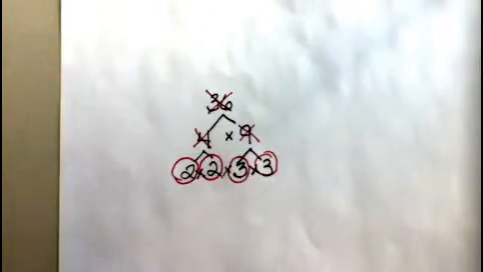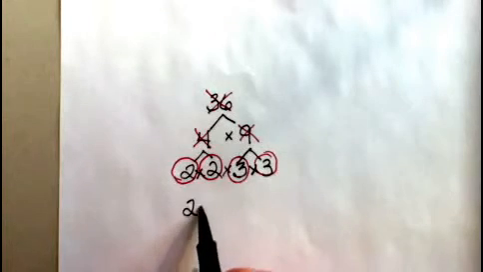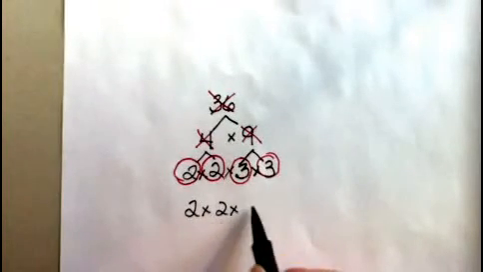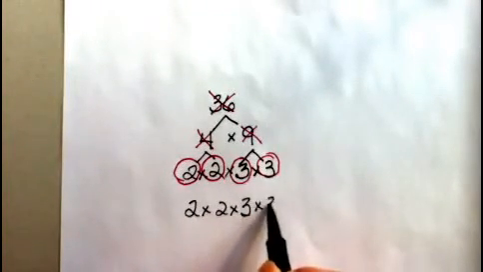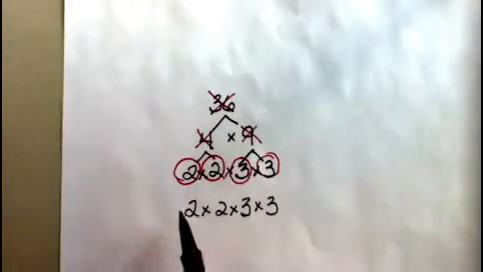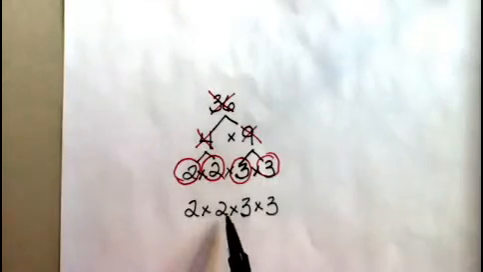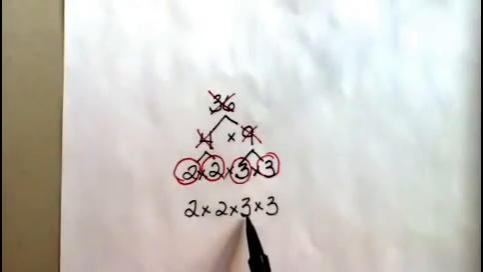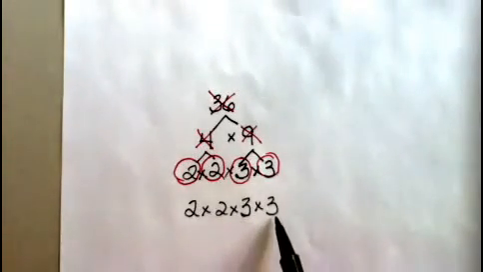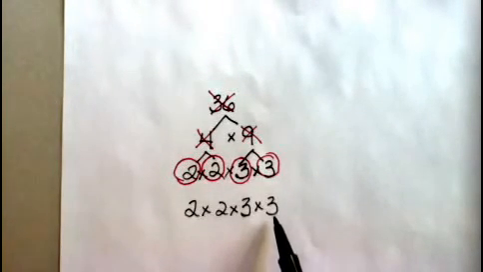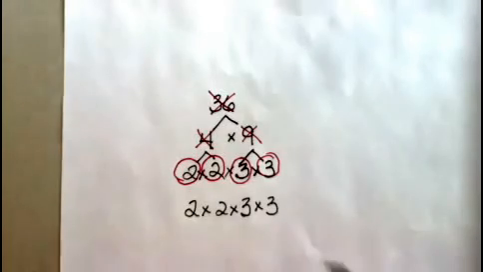And my final answer becomes 2 times 2 times 3 times 3. If you wish to check that, 2 times 2 is 4, 4 times 3 is 12, and 12 times 3 does equal 36. So we are good. This is our final answer.